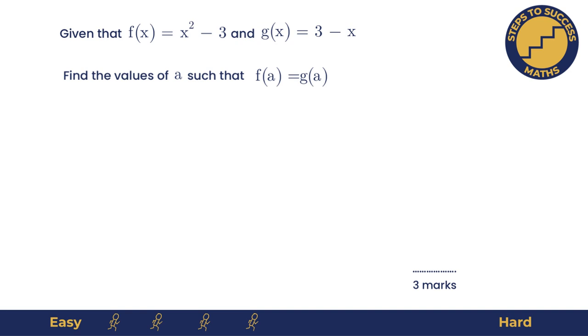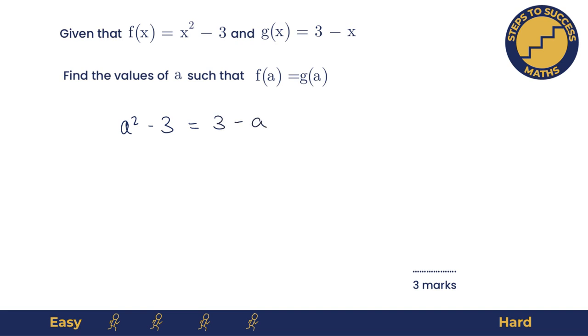Given that f of x is equal to x squared subtract 3 and g of x is equal to 3 minus x, find the values of a such that f of a is equal to g of a. So again, you need to understand what it means. So we're going to put f of x equal to g of x, and instead of using x, we're going to use a so we can find a value. So a squared minus 3 must be equal to 3 minus a.